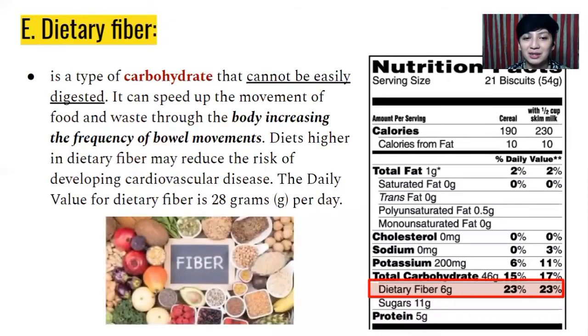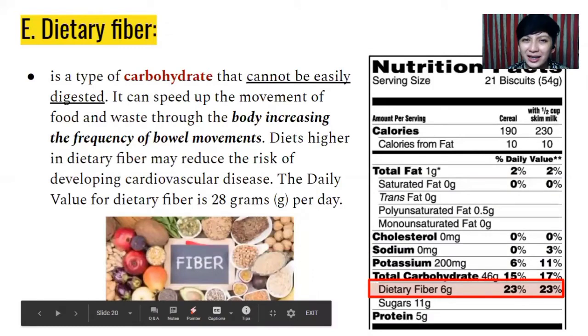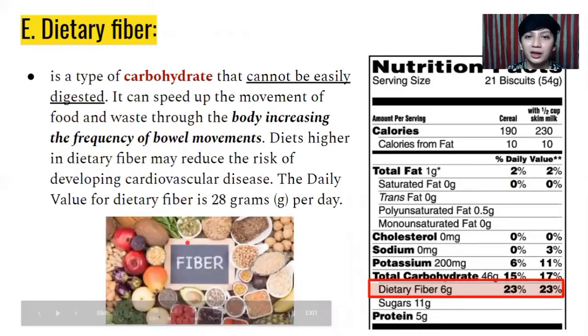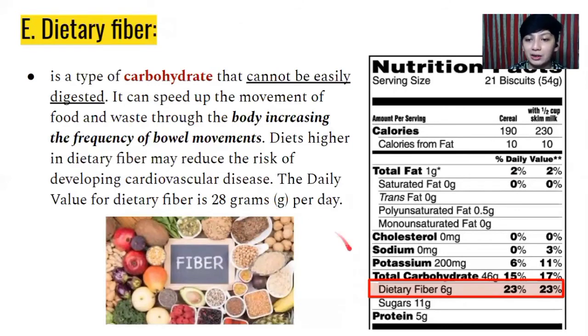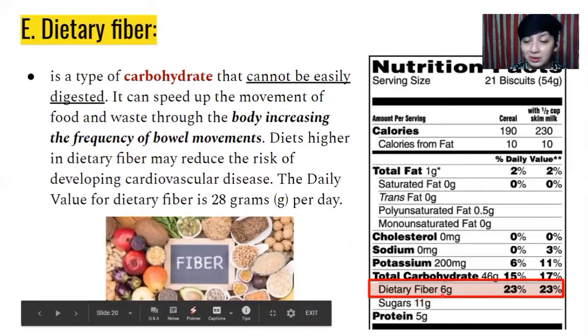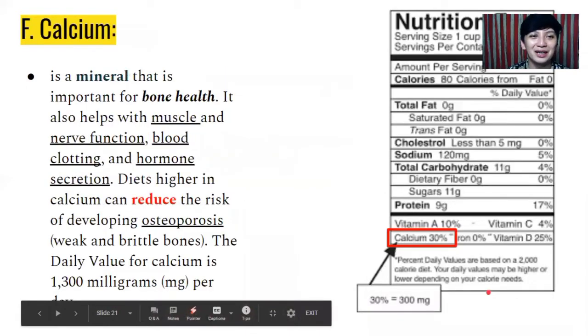Okay, and these are some examples of fibers. So alam natin yan. When we eat like pineapple, okay, and when we eat wheat, yung mga grains, yung mga oats, it is high in fiber. So suggested, okay, you should have 28 grams per day. So we have dietary fiber for 6 grams, we have 23% only. So it's good, right?